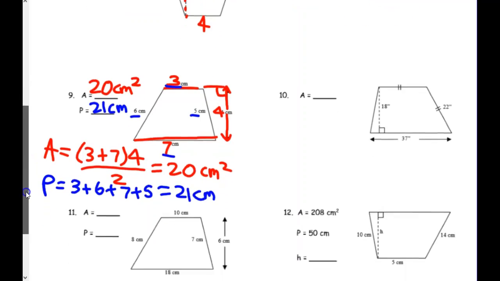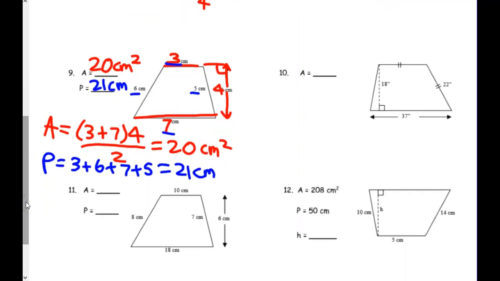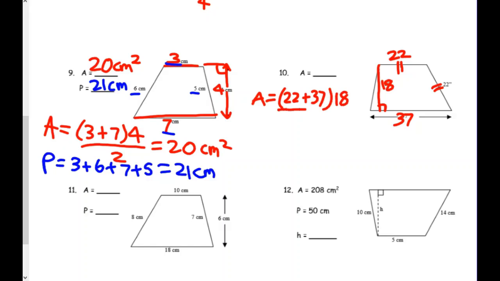Now I'm going to give you a chance to try 10 and 11. Actually, we'll do 10. I'll let you do 11. Number 10. I got a missing base, but my missing base has 2 tick marks. What else has 2 tick marks? 22. So guess what? 22. And then this bottom base is 37, and my height is 18. So area equals 22 plus 37 times 18 divided by 2.